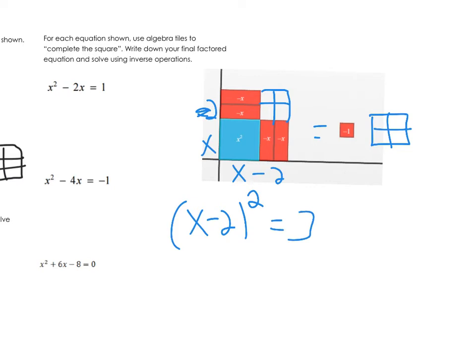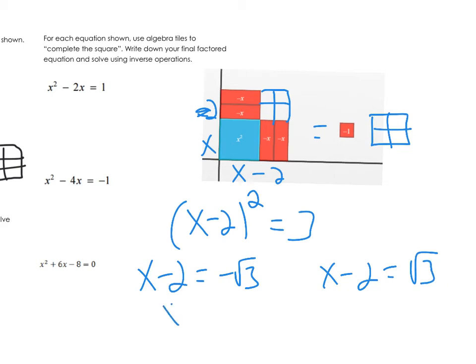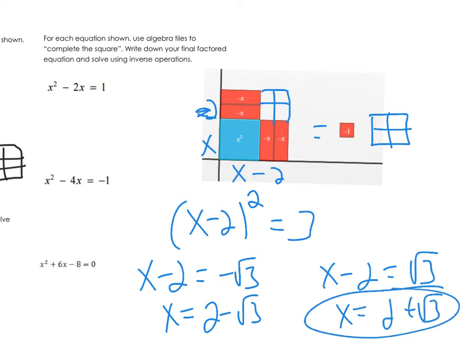So now I'm going to take the square root of both sides. X minus 2 equals negative square root of 3. X minus 2 equals positive square root of 3. Add 2 to both sides. x equals 2 minus the square root of 3, and x equals 2 plus the square root of 3. And those are the two solutions to that quadratic equation.